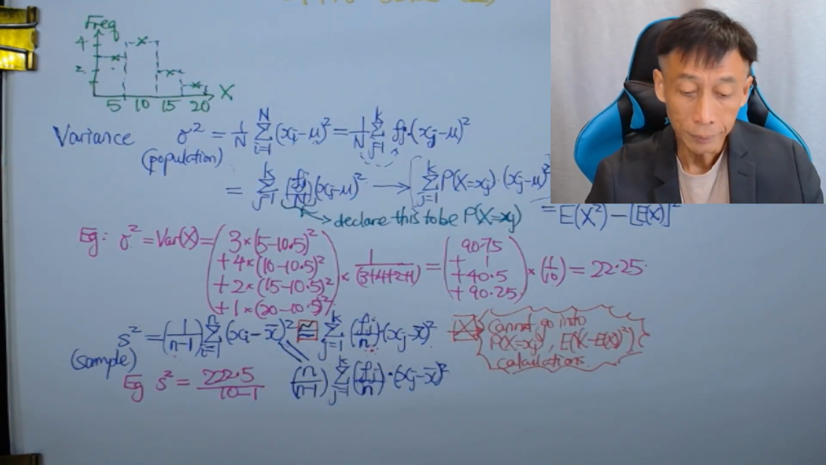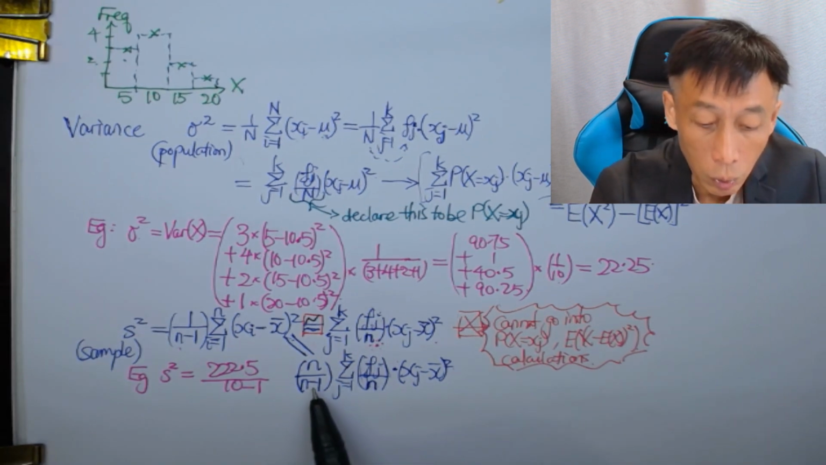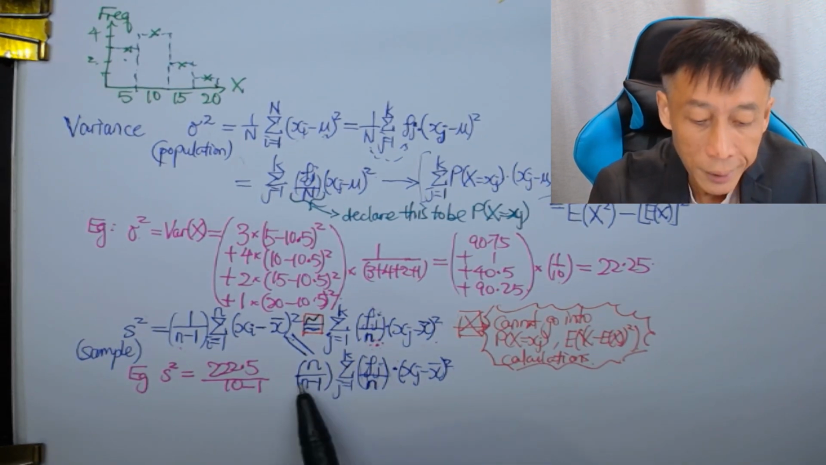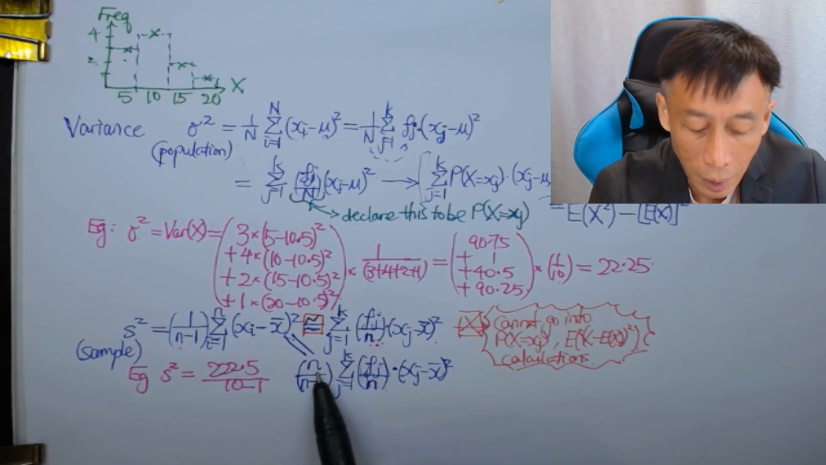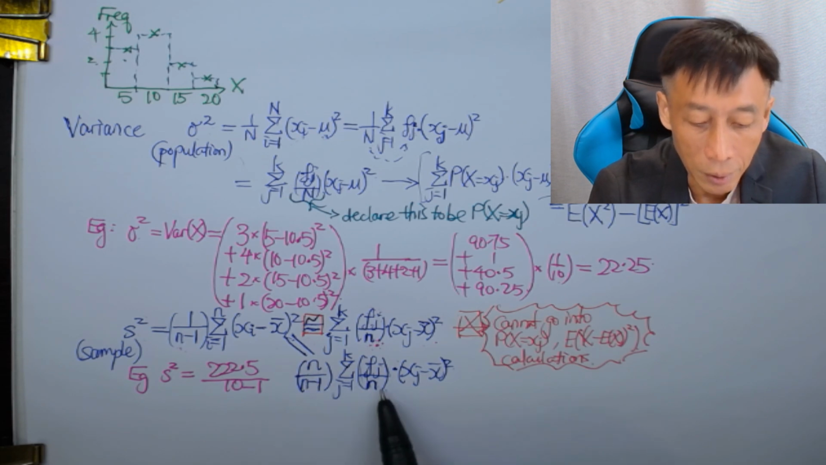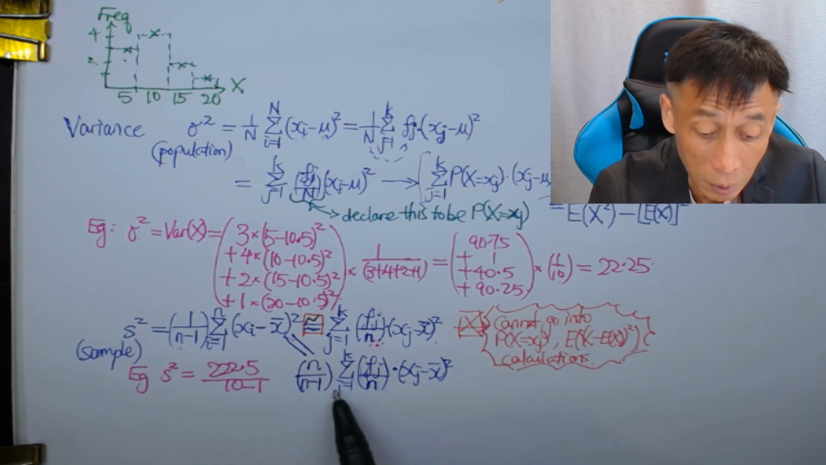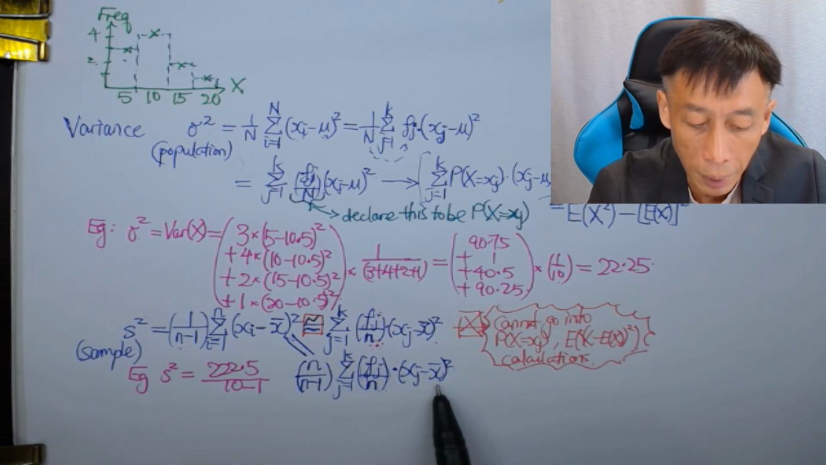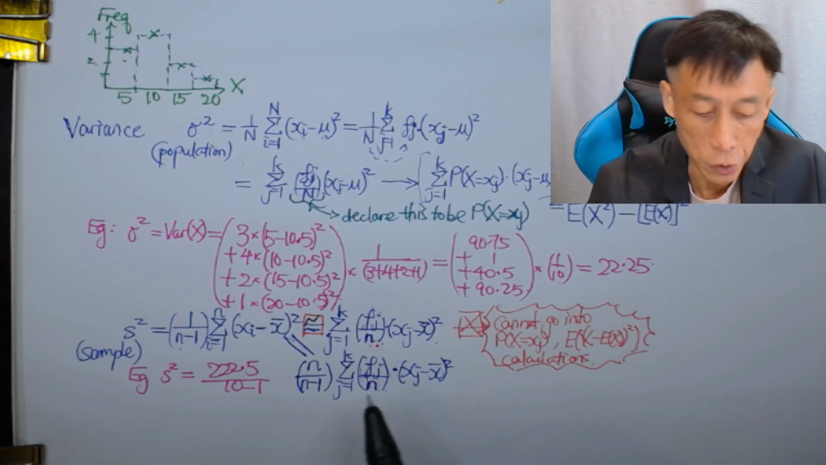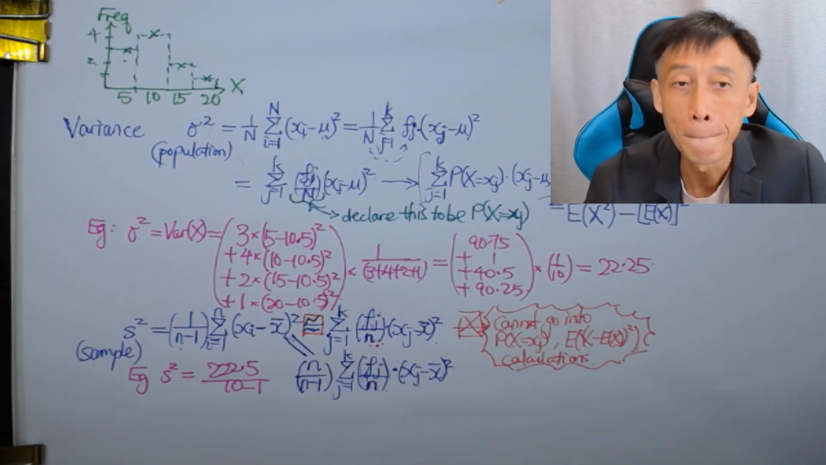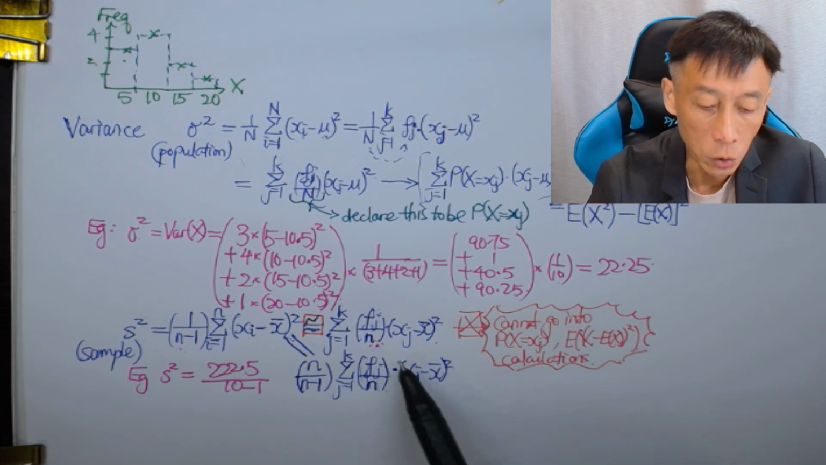Because we can move the constant out. And once you move it out, then the n will cancel, leaving us with 1 over n minus 1. And the frequency multiplied by the square of the differences from the sample mean will match our definition very well. Then that'll be exact. So just be careful here.